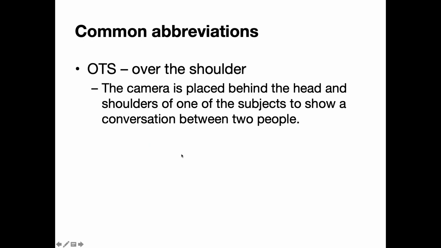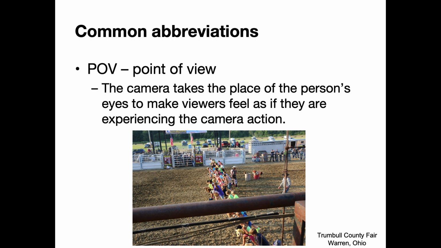OTS stands for over the shoulder. The camera is placed behind the head and shoulders of one of the subjects to show a conversation between two people. You often see this being used in an interview type situation where you see the back of somebody's head kind of in the corner, and then you see the shot of the other person's face, the person who's being interviewed. You might do it when you have dialogue between people too, just to show that it's two people having a conversation.